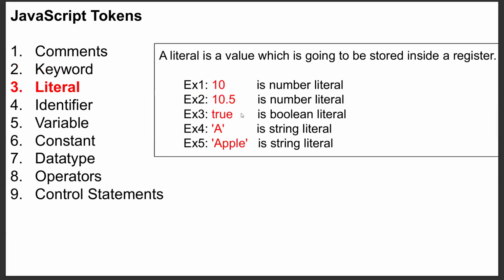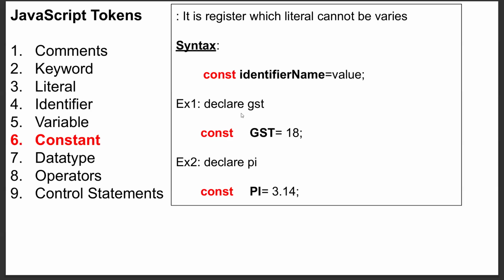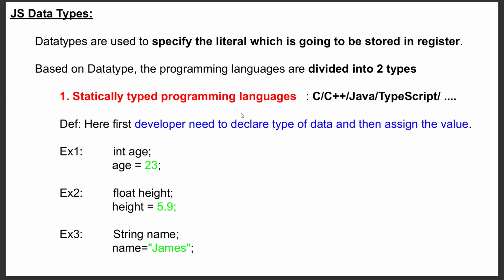Okay. And guys, we discussed literals, right? So a literal is a value, and we discussed identifiers, 3 rules. We discussed what is a variable. We discussed constants and the naming convention for constants. And guys, let's talk about data types. I think I covered this one also, right? Statically typed and dynamically typed.